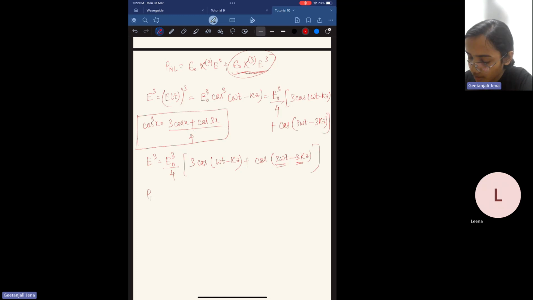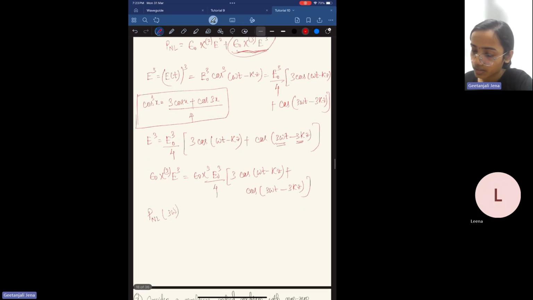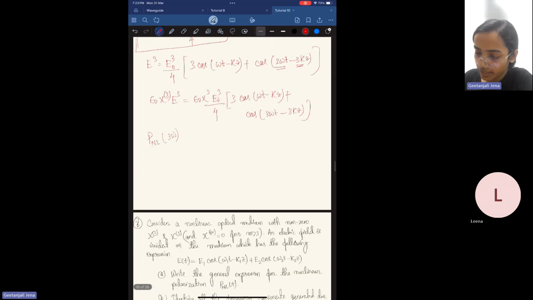Okay. So P_NL: if you find out what is epsilon naught chi3 E_Q, it should be epsilon naught chi3 E0 cubed by 4, times cos(omega t minus kz) plus cos(3 omega t minus 3 kz). So we need to find out what is P_NL at 3 omega.